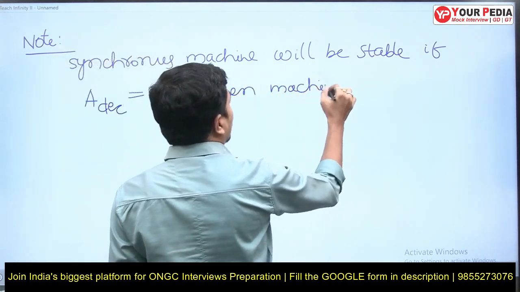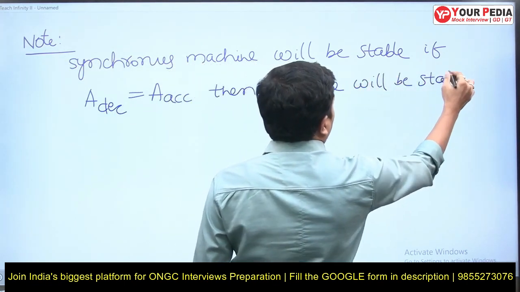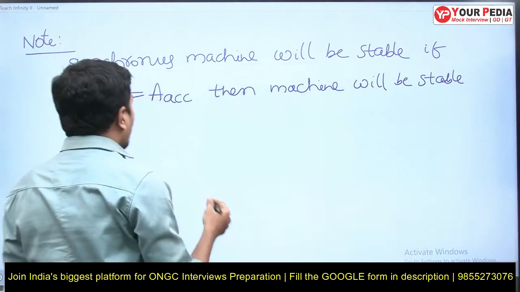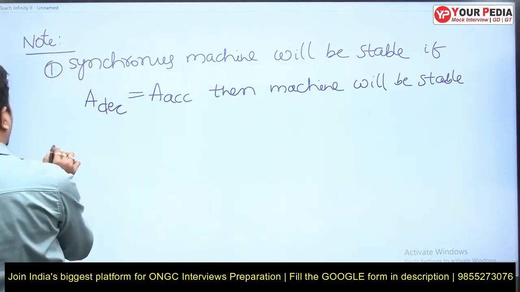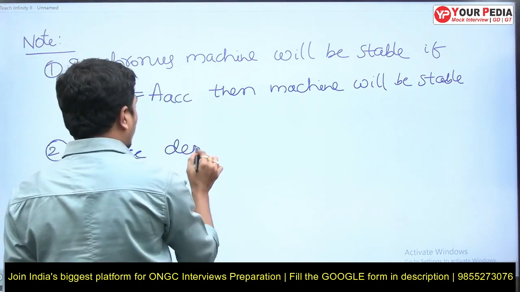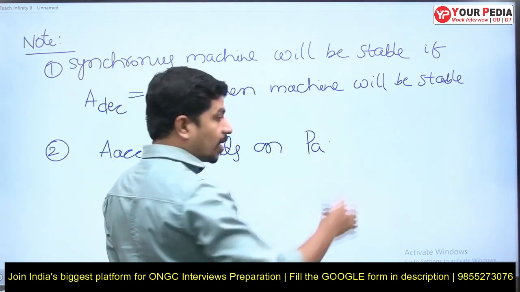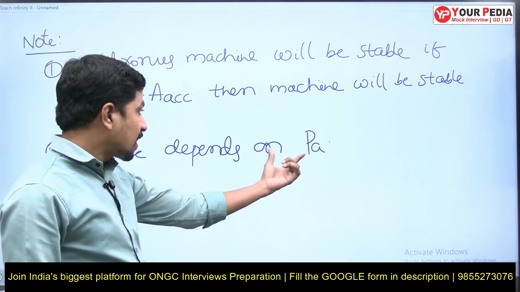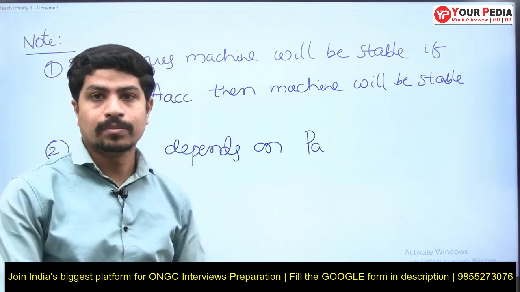Machine will be stable if this is first node. Acceleration area depends on PA, acceleration power. If more is the acceleration power, more will be the acceleration area. If more is the acceleration area, that much deceleration area is not available.